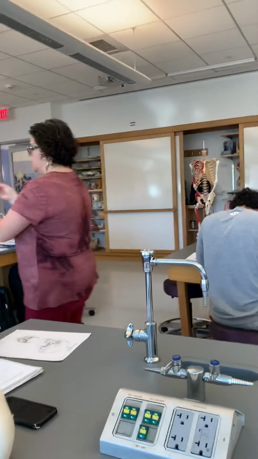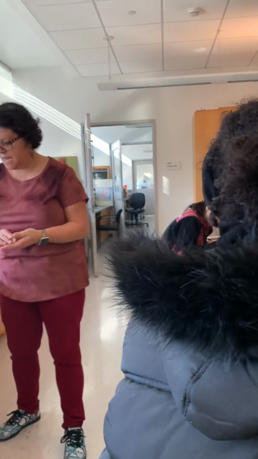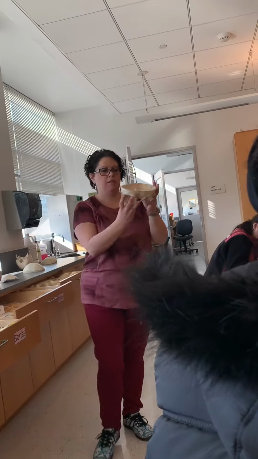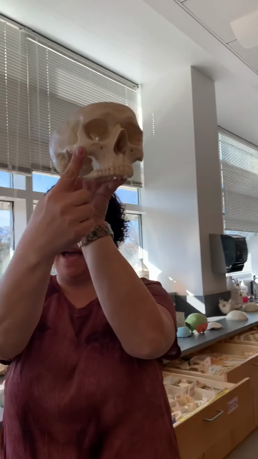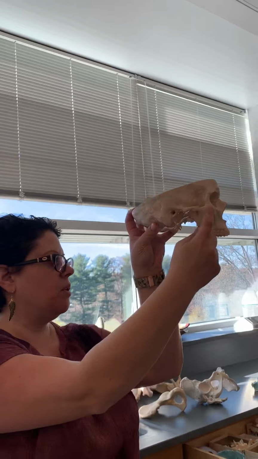Zygomatic. They're tiny, they're in a box. On the skull here that is not colored, this is a zygomatic bone. Here's the zygomatic bone. So your cheekbones?